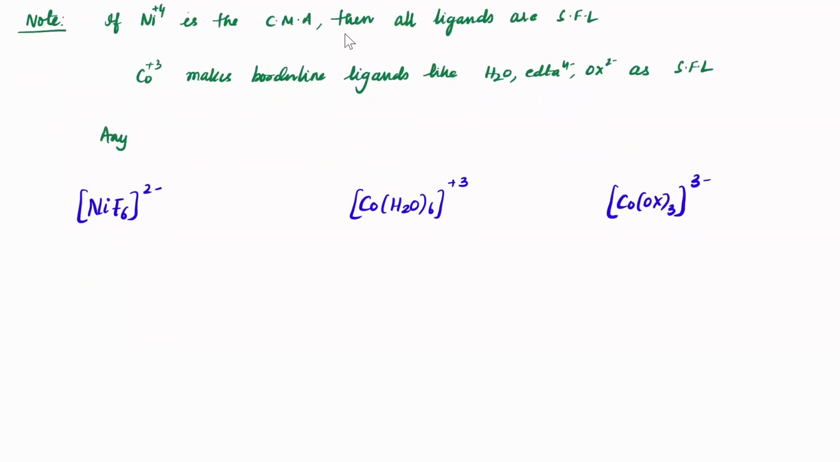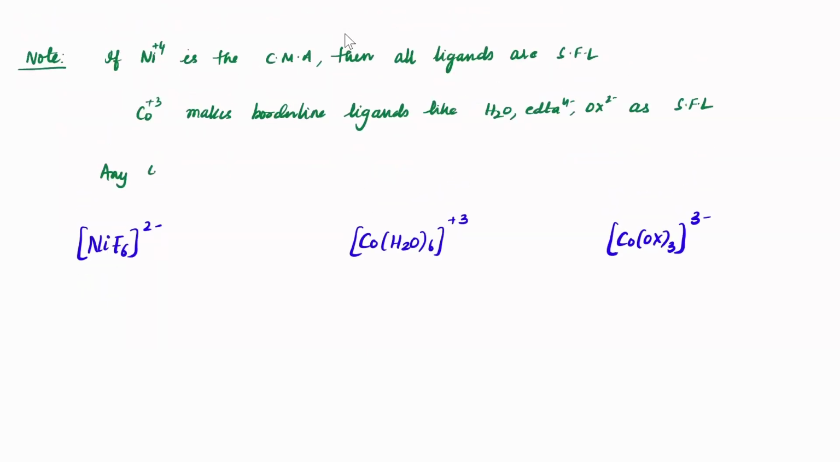So any 4D and 5D series elements make every ligand a strong field ligand only.